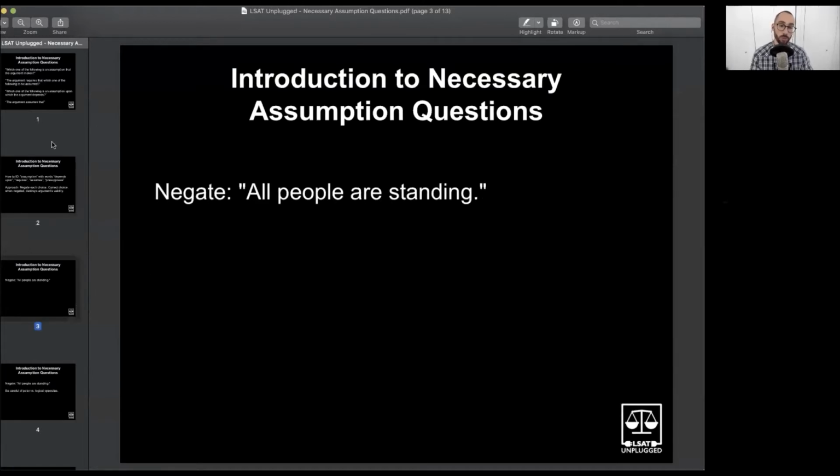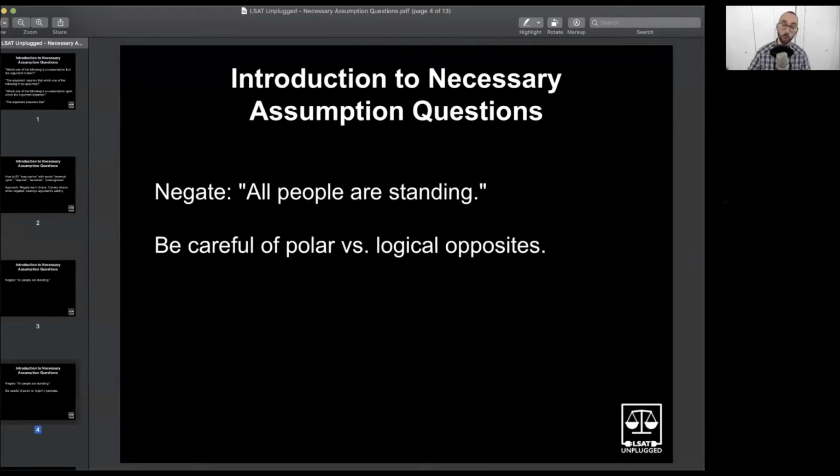So here's an example. Let's say this were an answer choice in a necessary assumption question. If we have the sentence, all people are standing, what would be the negation of that sentence? Now we have polar opposites versus logical opposites. And so when we're negating, we're looking for a very specific kind of opposite. Be careful about that. Polar opposite would be the other extreme, versus the logical opposite, which is our actual negation. That's what we're looking to do.